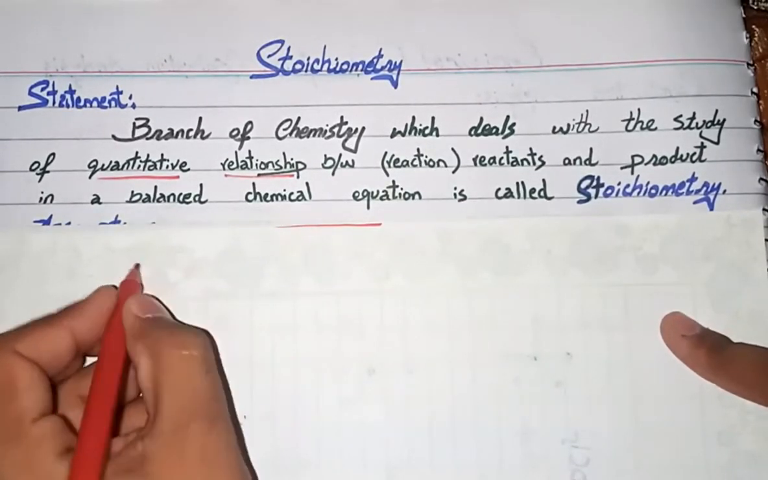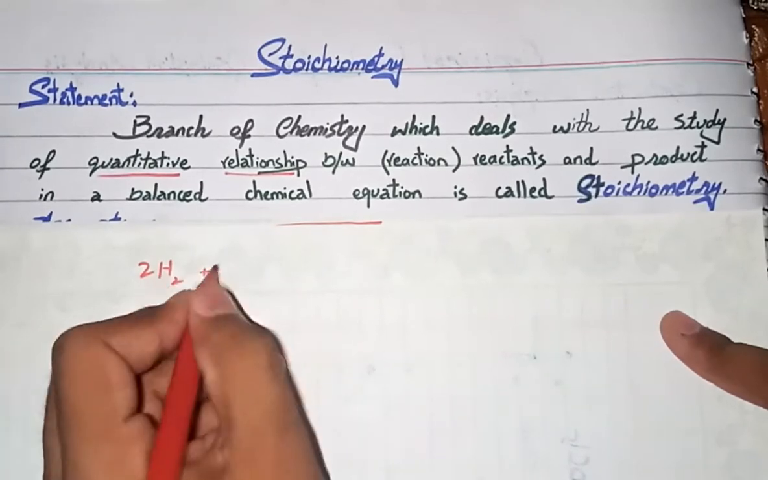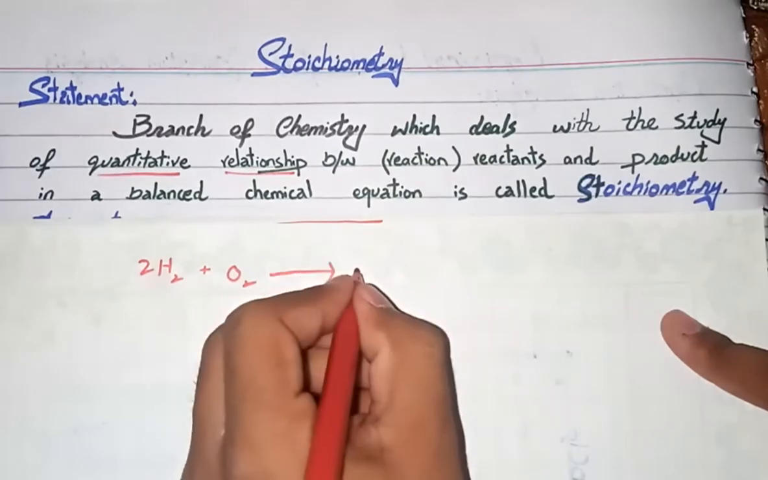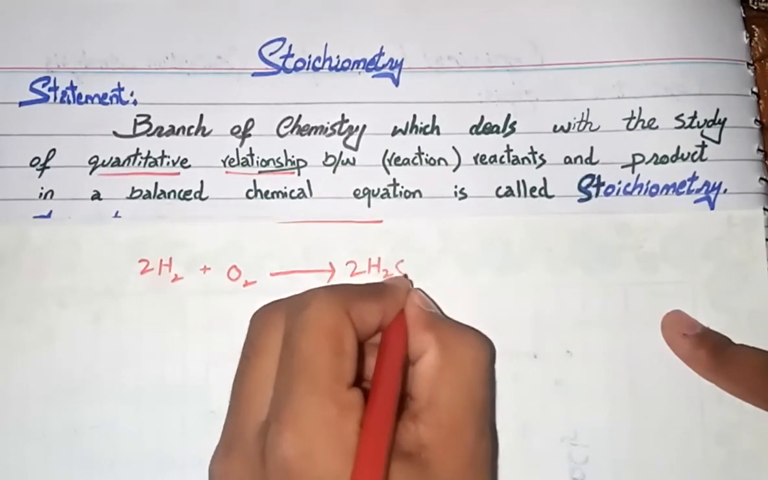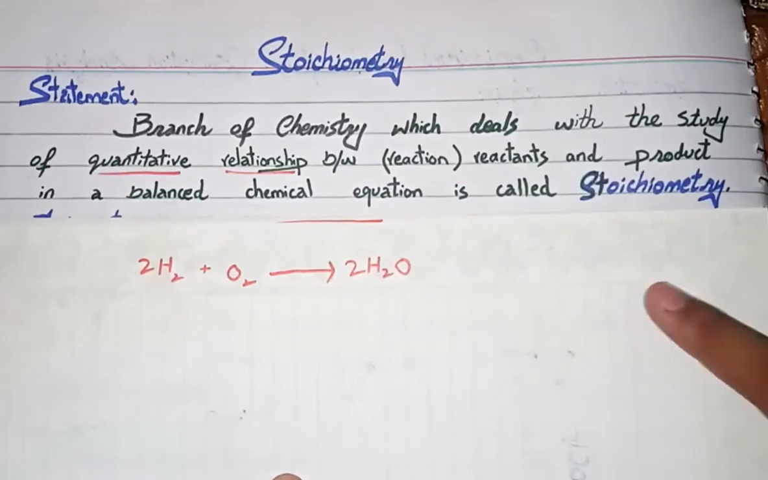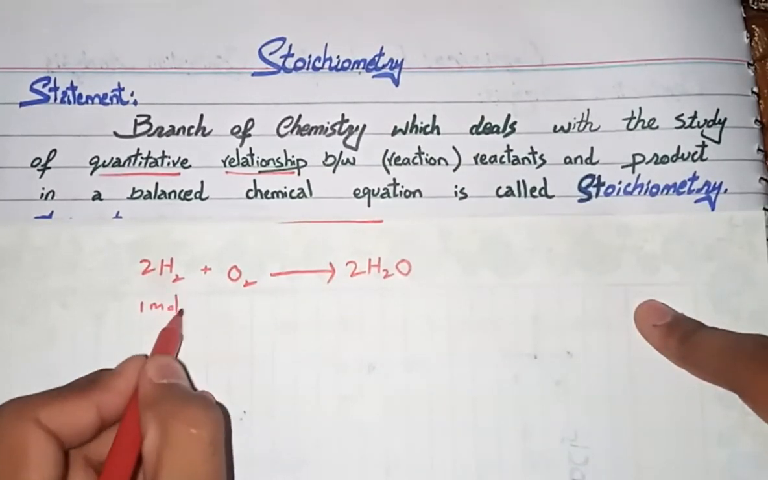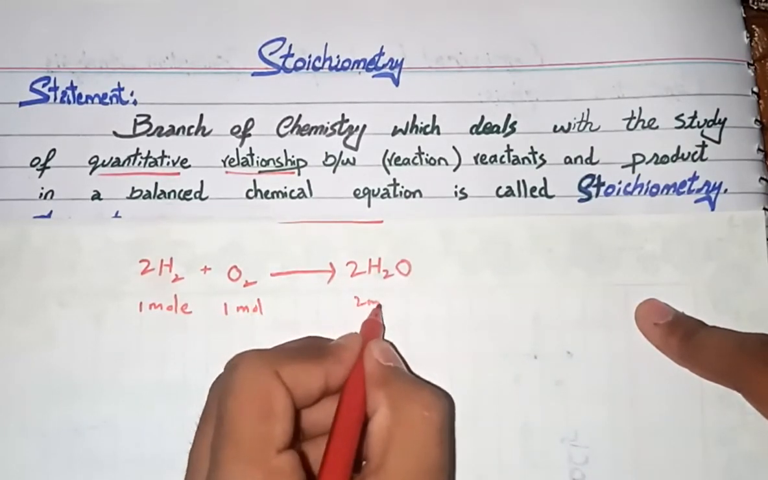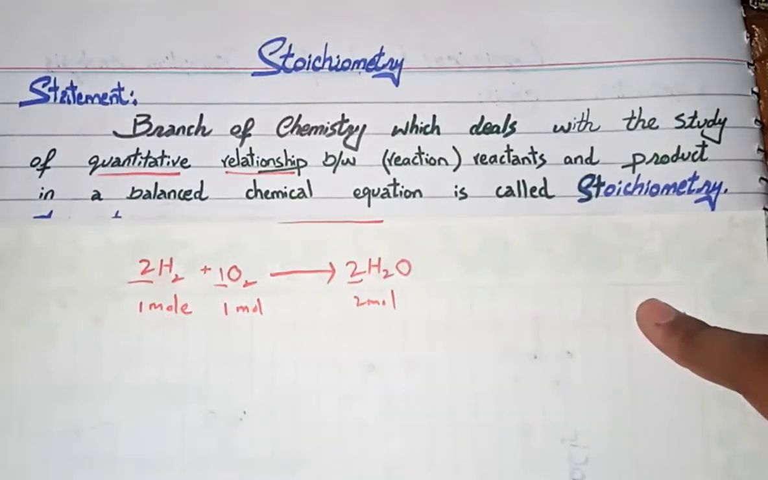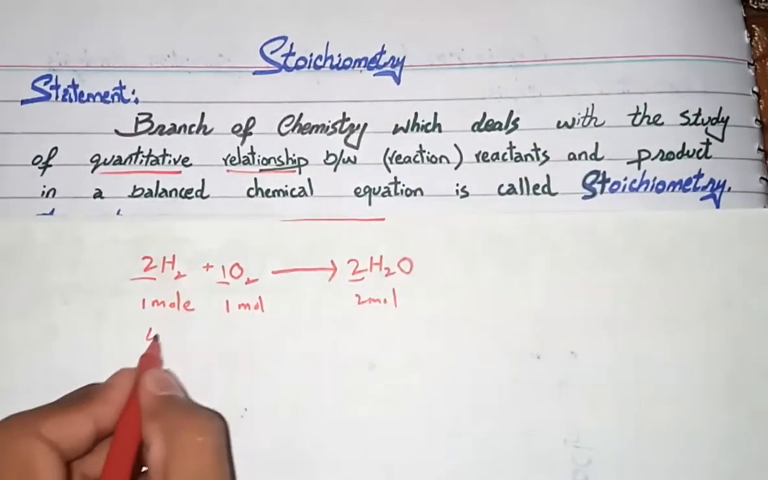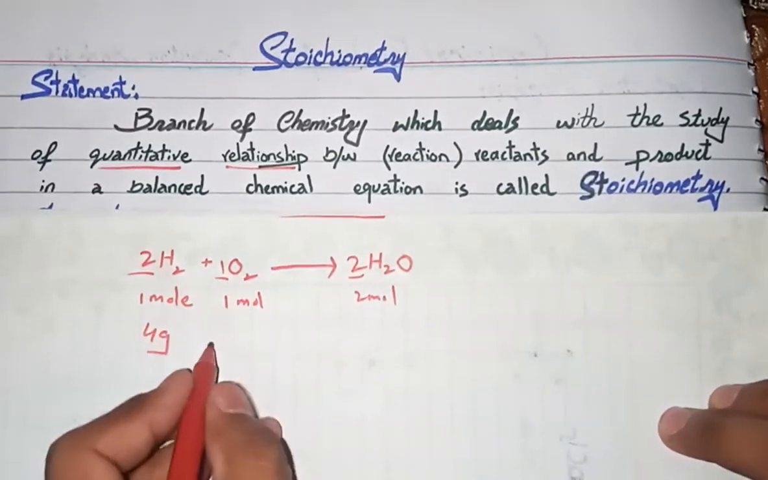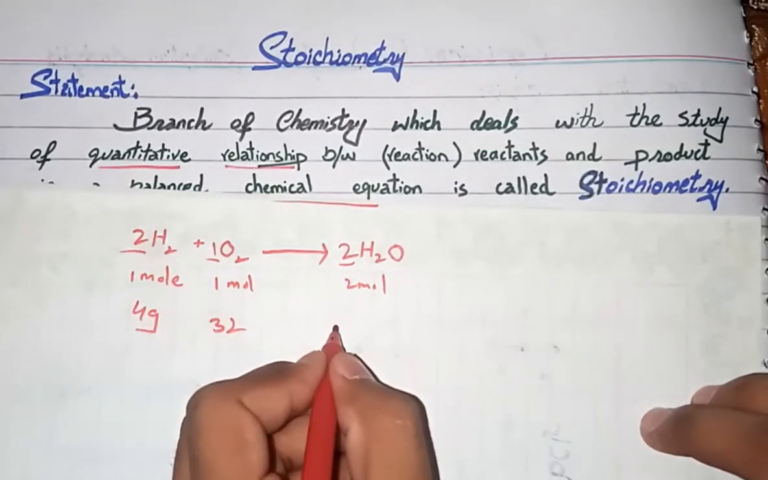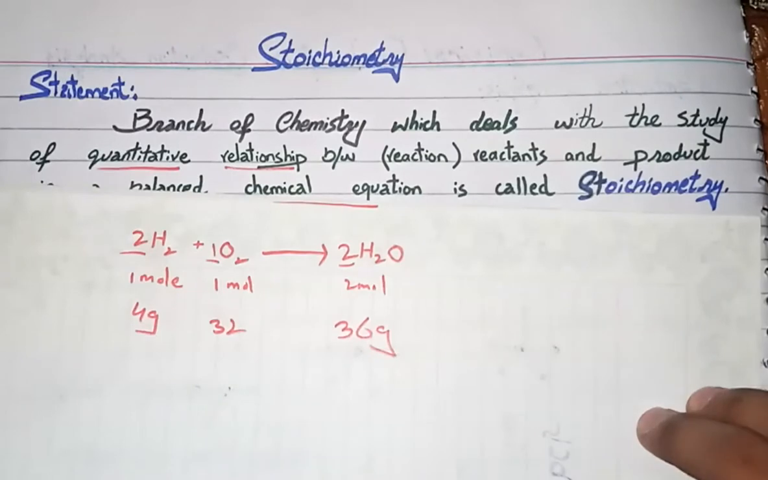Let's suppose we take hydrogen 2 mole and oxygen 1 mole, and we get a product which is 2 mole of water. This is 1 mole, also 1 mole, and this is 2 mole. Mass: hydrogen 4 gram, oxygen as we know 16 times 2 is 32, and the water mass is 36 gram.